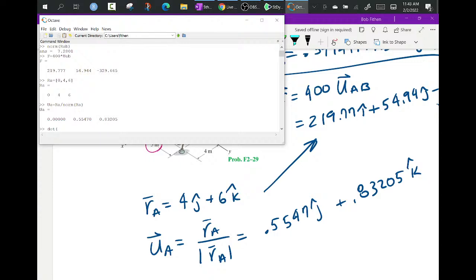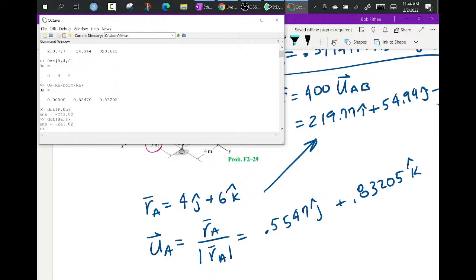Since these two vectors are already listed in there, I can do F with, what is it? UA. It gives me a number. I can also do this. And this will show you that it doesn't matter the order. Yeah, okay. We get the same answer there.